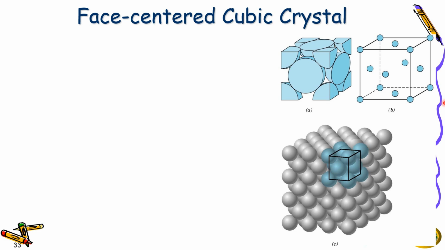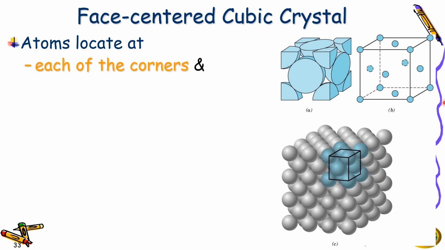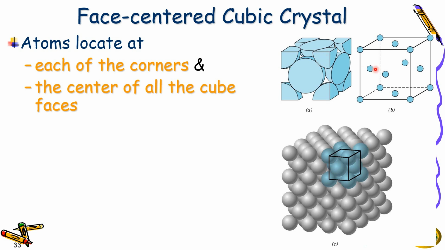Okay, so face-centered cubic structure. First of all, the atoms locate at each of the corners. There are 8 corners, right? Again, you locate it in 8 corners, and another 6 atoms face to the 6 faces, the centers of all the cubic faces. Okay, this is center of the sphere, right? So this centers of all the cubic faces.